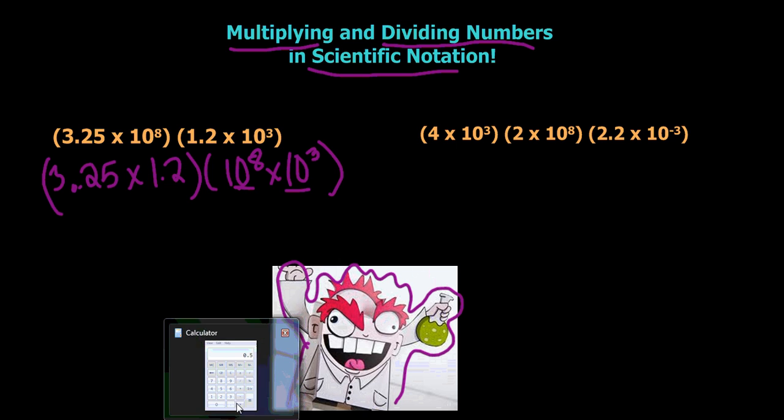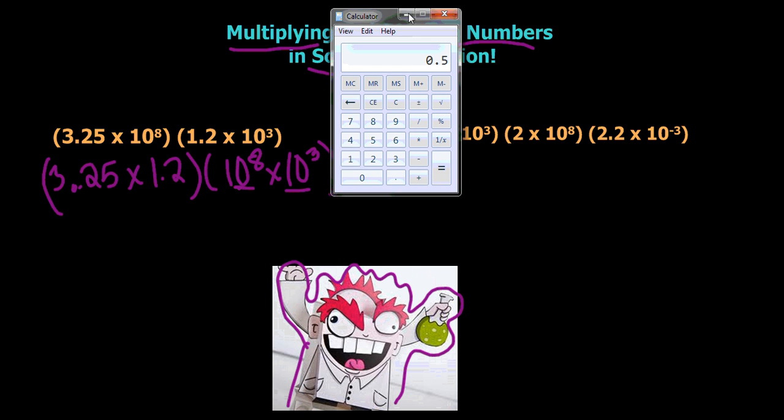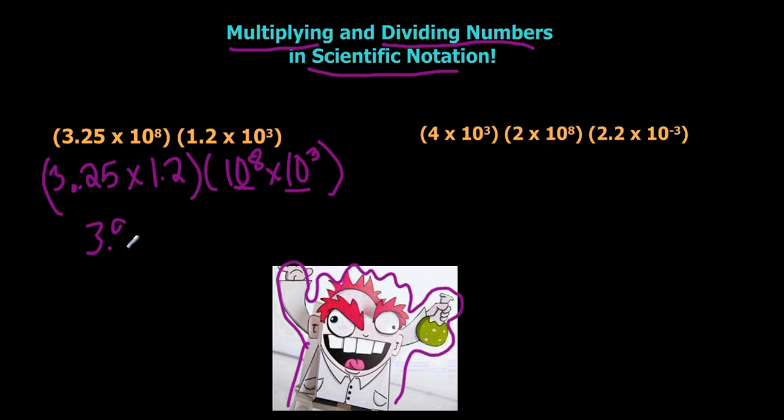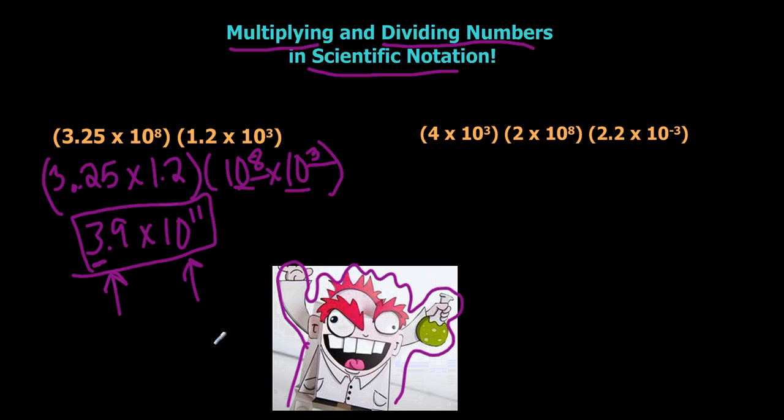Now once I do that, I'm going to pull out my trusty calculator and multiply my 3 and 25/100 times my 1 and 2/10. That gives me 3 and 9/10 times, and now I'm going to add my exponents. 8 plus 3 is 11, so I get 3 and 9/10 times 10 to the 11th. That one is super slick because this number already has one digit in front of my decimal point, so I get it out in scientific notation in one quick swoop. Pretty awesome. Makes me feel like a super good math and science lady.